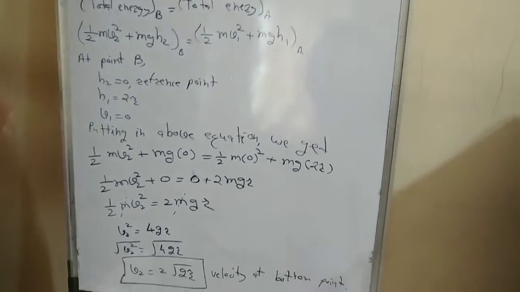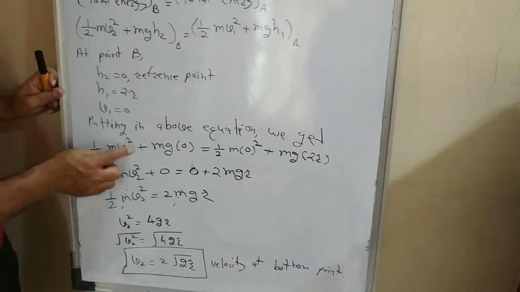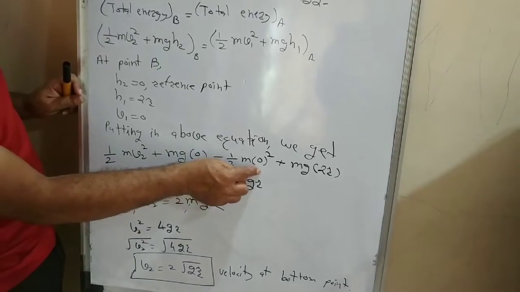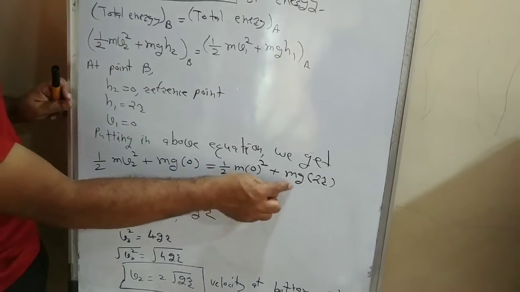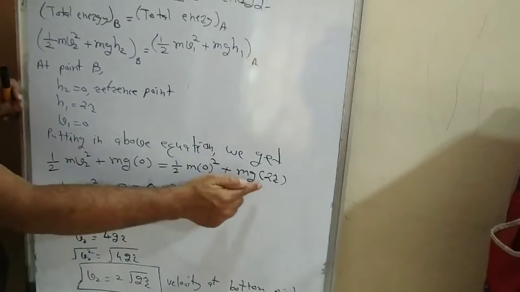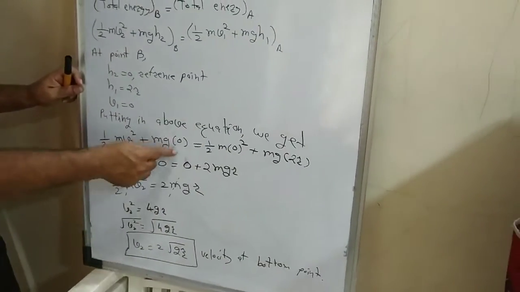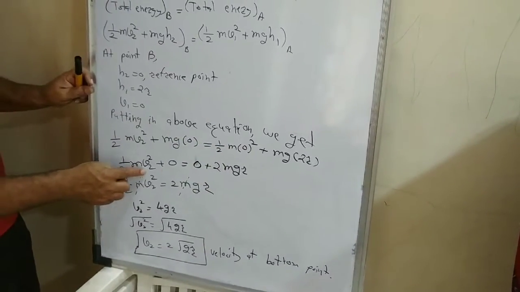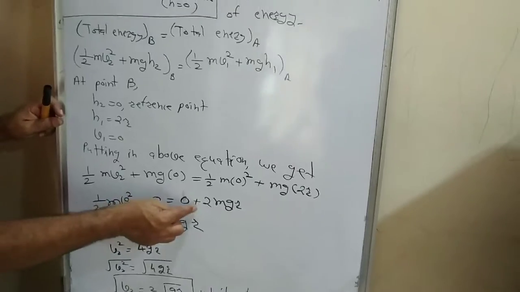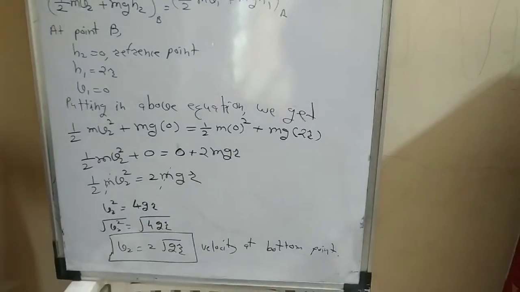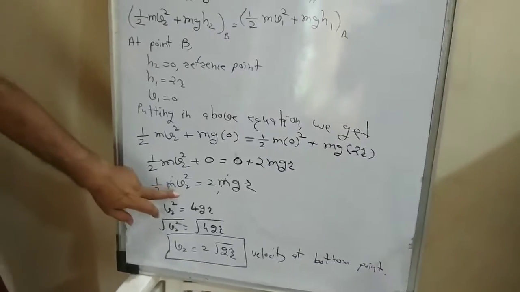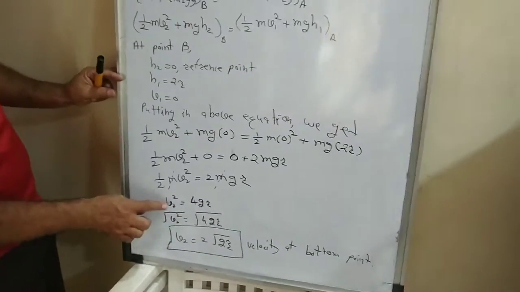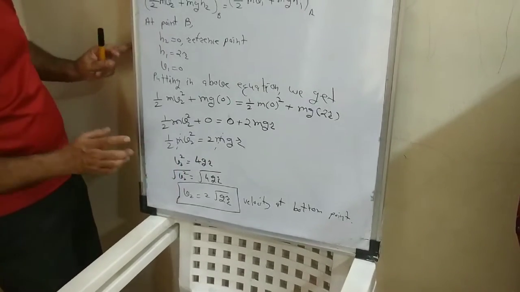Putting all these values in this equation, we get 1/2 m V2 square plus mg into 0 is equal to 1/2 m V1 square. What is V1? 0 square plus mg into h1, that means 2r. So 0 into anything is 0. So we get 1/2 m V2 square plus 0 is equal to 0 plus 2mgr. So we get 1/2 m V2 square is equal to 2mgr. This common term m gets cancelled. So we get V2 square is equal to 4gr.